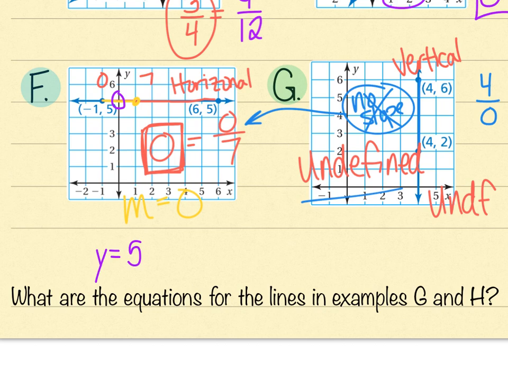And then for example G, all vertical lines will start with x equals, and then wherever it crosses the x-axis, which right here crosses at 4, positive 4. So the equation for this line in G is x equals 4. And I know you guys had homework problems like this in your section 4.1 homework.